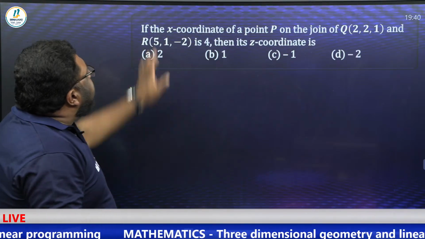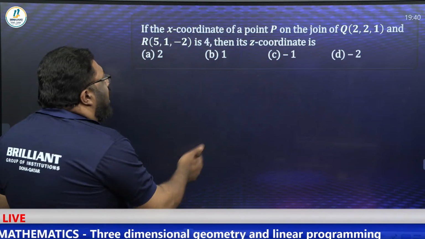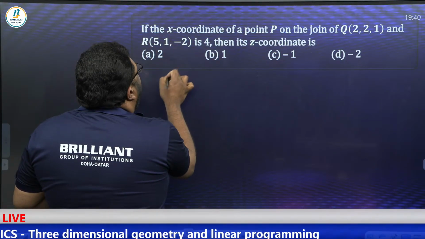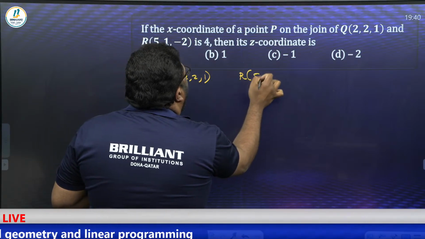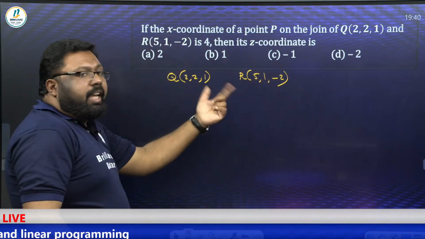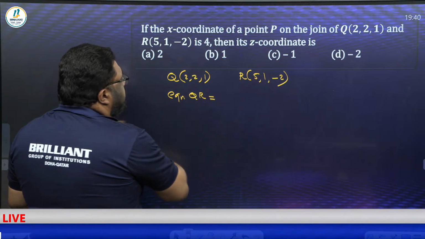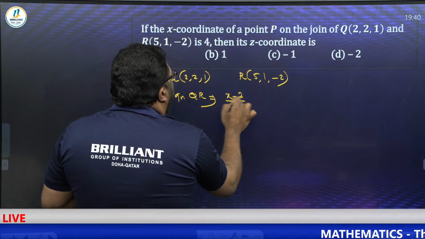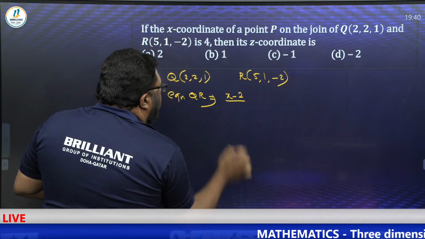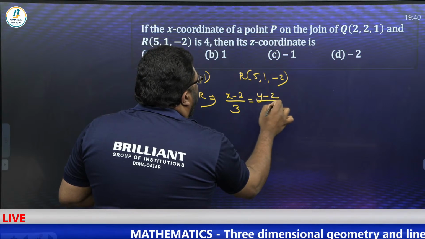Moving on. The x coordinate of a point P of the line is 4. Same logic. The line between what? Q (2, 2, 1) and R (5, 1, -2). So get me the equation, please. Equation QR is what? (X minus 2)/(5 minus 2). Yes, between 2 points, right? Okay. (Y minus 2)/(1 minus 2).